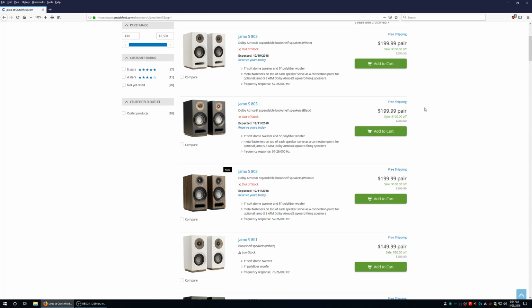So this is a really good deal, and I'd recommend you jump on this if you haven't actually bought any speakers yet. I do remind you that these are passive, so you will need a receiver.